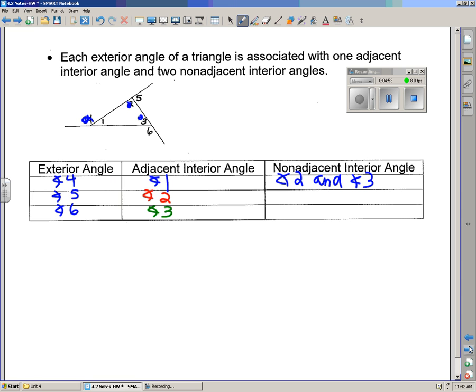If you're looking at 6 as your exterior, then the non-adjacent interiors would be 1 and 2. So angle 1 and angle 2.